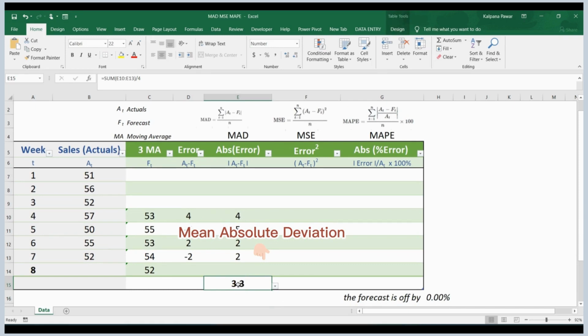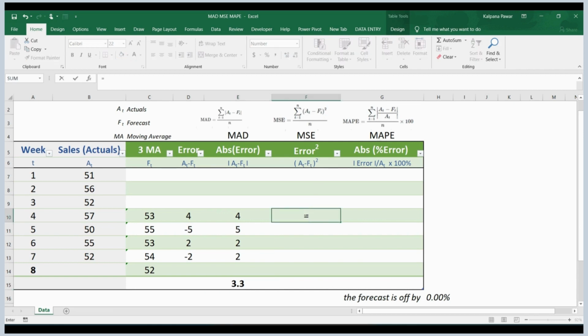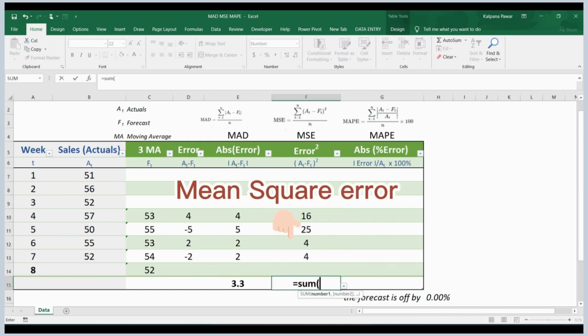Let's now calculate the mean squared error. As the name suggests, we will first square the errors and then average them. Since the square of any negative value is always positive, we can simply square the absolute error. So this times this. We'll drag it, and again we have to add them and divide by 4.